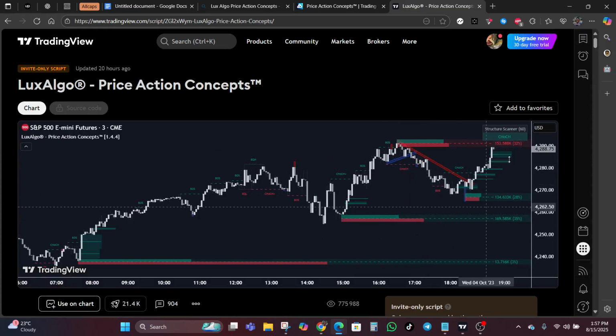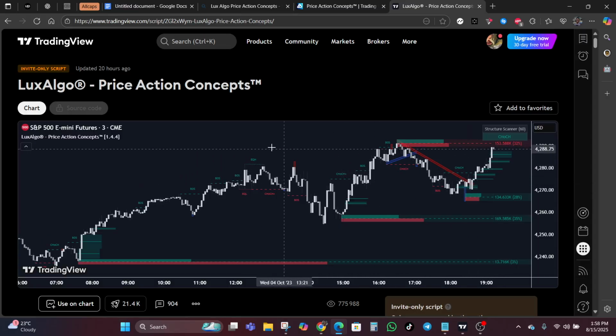Let's come back to this chart. As you can see, the indicator does the heavy lifting for you, points out important zones on the chart, and all you have to do is your confirmations, and then execute your trade yourself with proper risk management. So if you are ready to trade with clarity and precision, the Lux Algo Price Action Concepts indicator is one of the best smart money concept indicators that you can consider exploring.